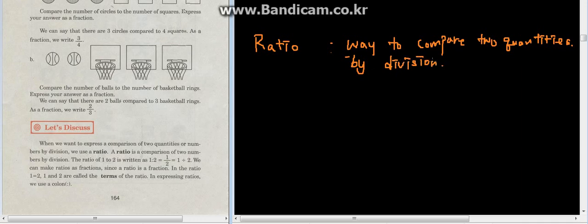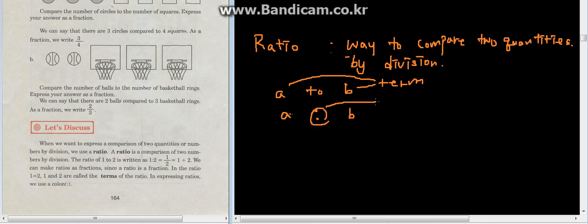There are three ways to write a ratio. First one is to use just the word "to" here. And here, A and B are called terms. And second way is to use a colon. A colon B. This is a colon.